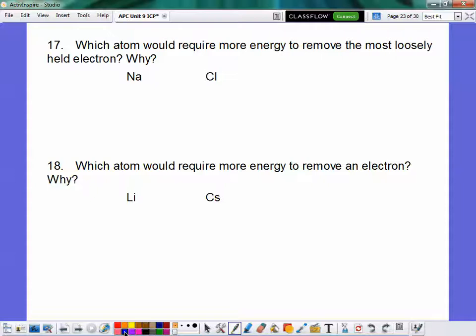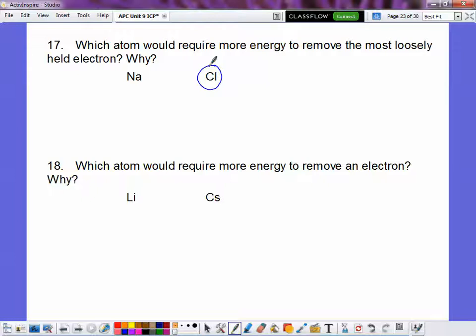So 17: which atom would require more energy to remove the most loosely held electron, and why? Figuring out which one, that's Chem 1, baby chem, stuff you should already know how to do. Basically it's asking which one has a higher ionization energy. Chlorine would have the higher ionization energy. It would take more energy to remove the most loosely held electron.